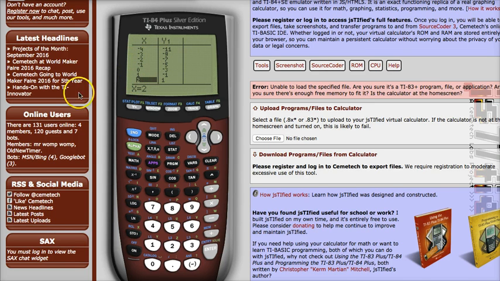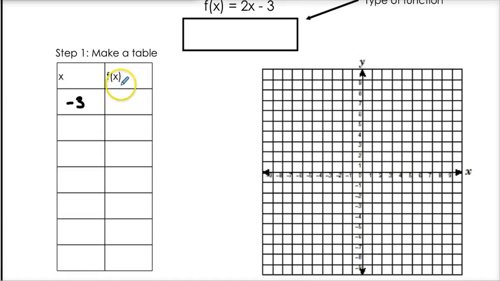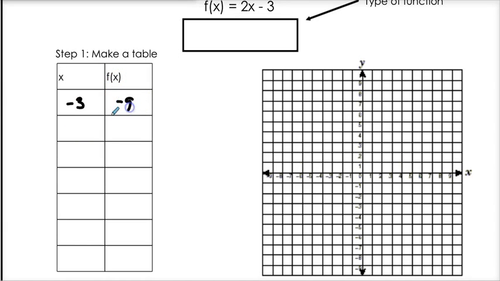Negative 3, negative 9, negative 2, negative 7. You come over here and write down those points. Negative 3, negative 9; negative 2, negative 7; negative 1, negative 5; 0, negative 3; 1, negative 1; 2, 1; and 3, 3. All right, and now you're going to start graphing these points.